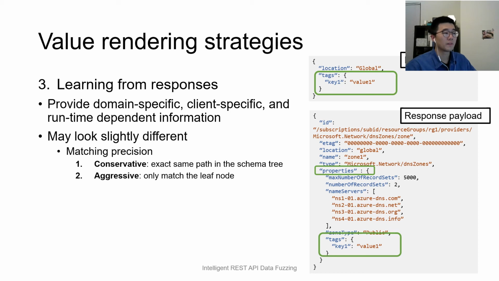Here we have two precision levels in matching the nodes. The first one is the conservative mode, where we only learn a value if it has the exact same path in the schema tree of both the request and response. The other mode is the aggressive mode, where we only check at the leaf level.